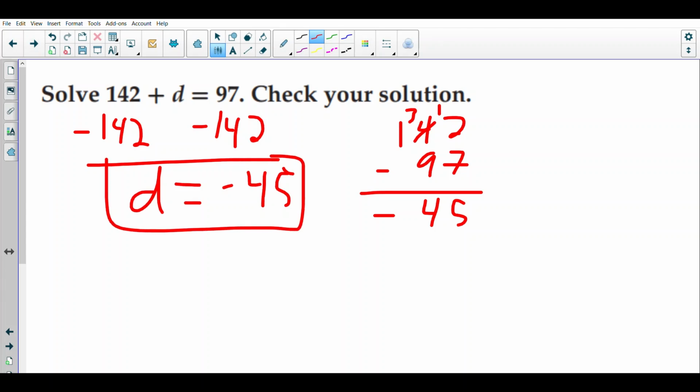Doing the check, 142 plus a negative 45, so it would be minus 45. Subtract, we borrow, carry the 1, and we get 97, and that confirms our result. There we go. Let's keep going.